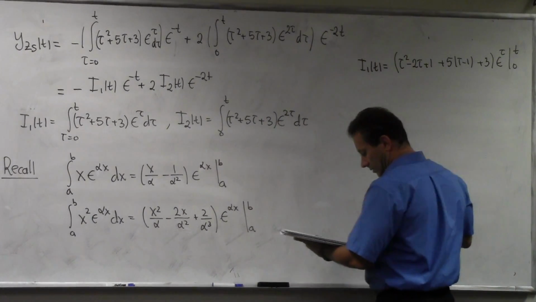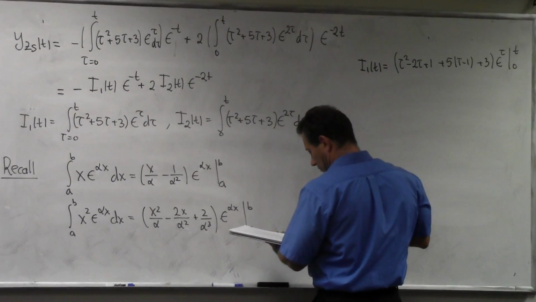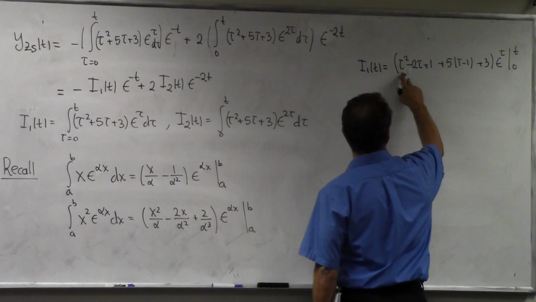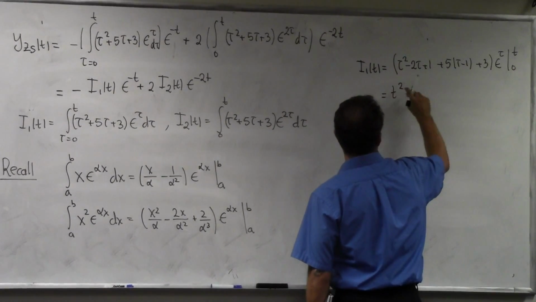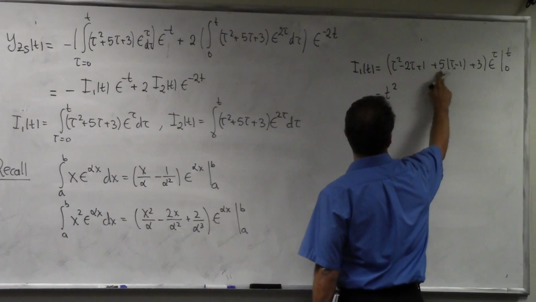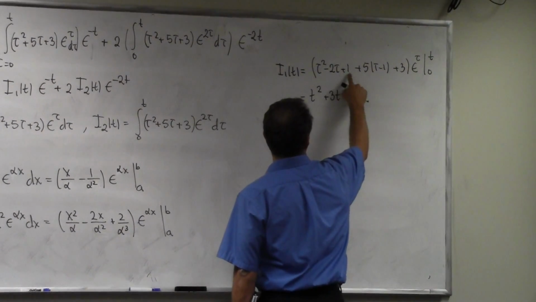And then you can see here when you substitute t here, you get t squared. So this is equal to t squared. I have minus 2t plus 5t. This is going to be plus 3t. And then I have 1.